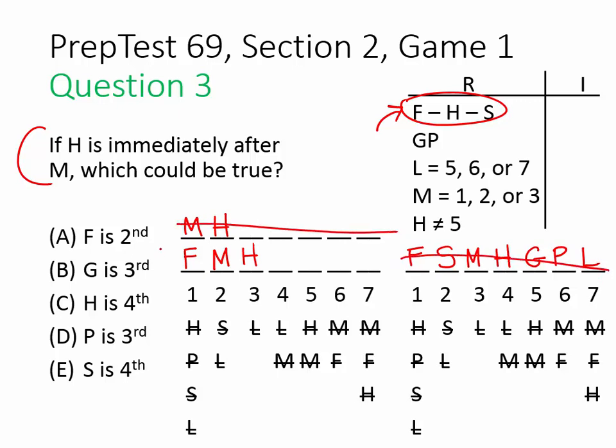So this is the only scenario that we're concerned with. Let's analyze it to figure out what could be true. Could F be second? Nope. Could G be third? Nope. Could H be fourth? No. Could P be third? No.